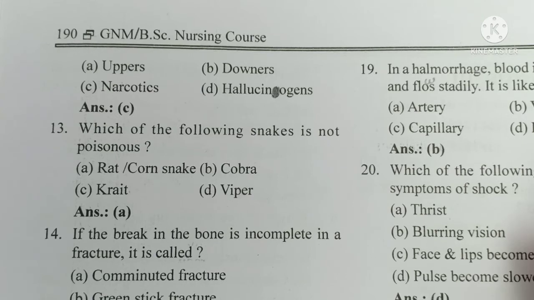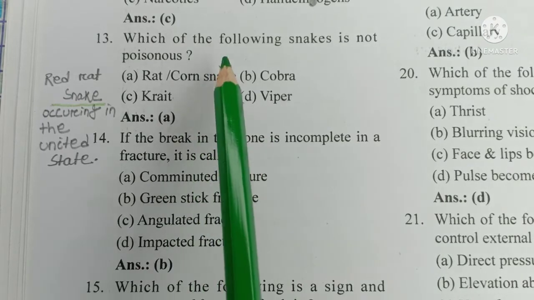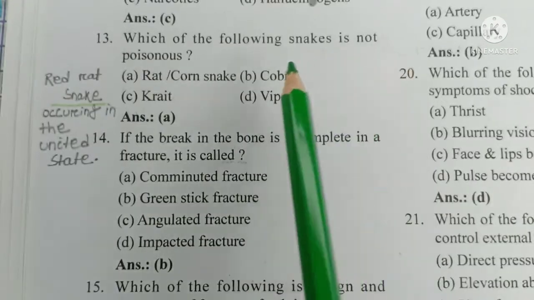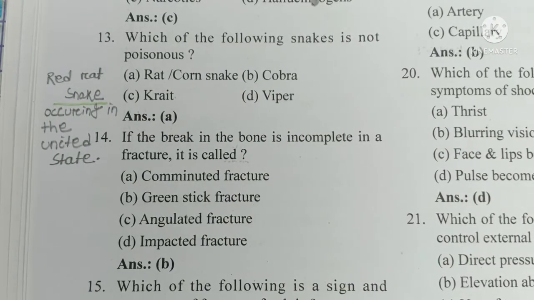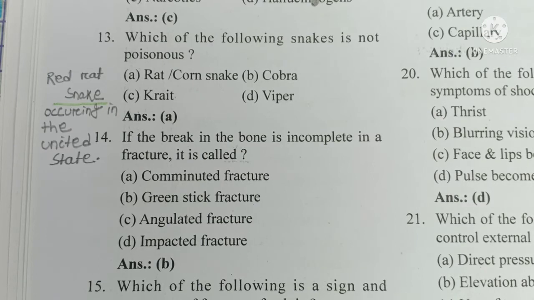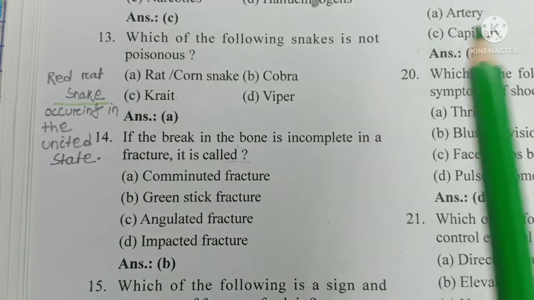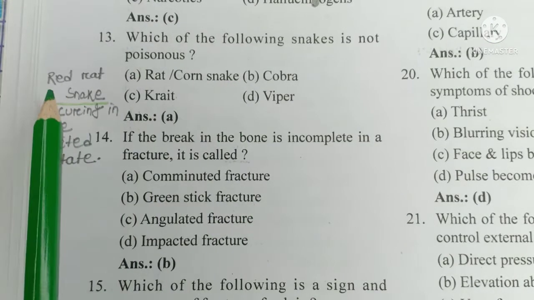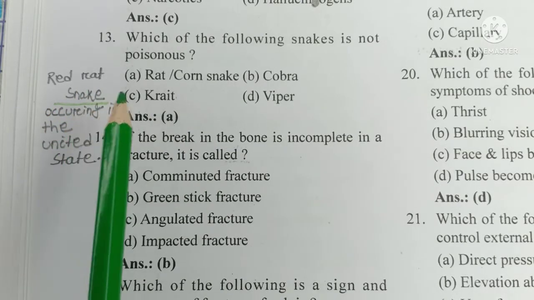The answer is C. Number 13. Which of the following snake is not poisonous? Options are rat or corn snake, cobra, krait and viper. The answer is A. Rat or corn snake. A corn snake is also known as red rat snake.